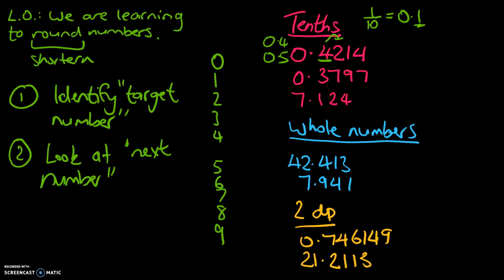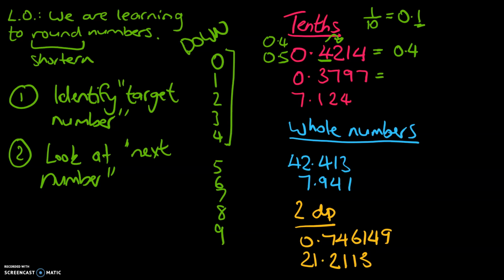So we can look at the next number. In our case, that's 2. And we can see that 2 is in the first group of numbers, 0, 1, 2, 3, 4, and all of those numbers would be closer to 0.4 than they would be to 0.5. So for those numbers, we are looking to round down. So we're going to go 0.4 as our answer, and we're going to get rid of the 2, the 1, and the 4.